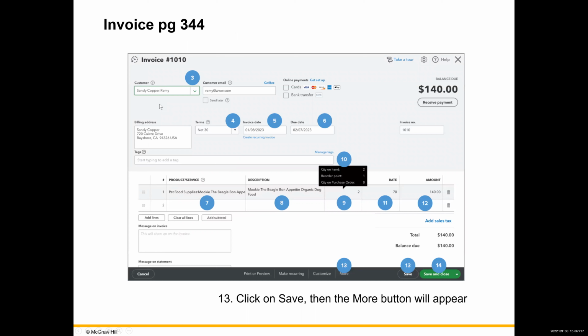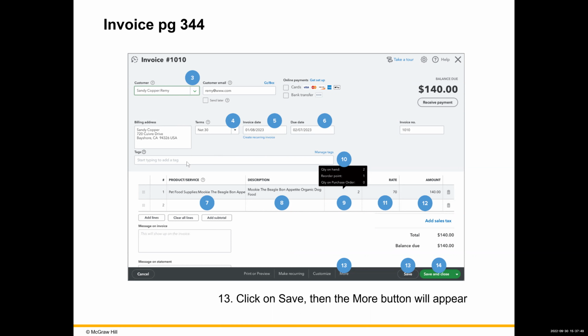Okay. This invoice is to Sandy Copper for Remy, right? Notice that all this information popped up because I think that we must have entered all this information in the customer list. So we included Sandy's billing address and the terms. Now, what we need to do, though, we need to put in the invoice date.